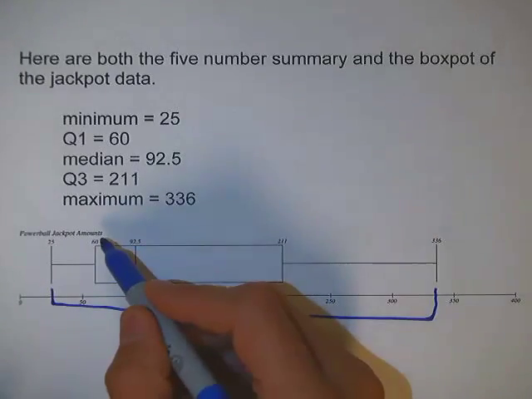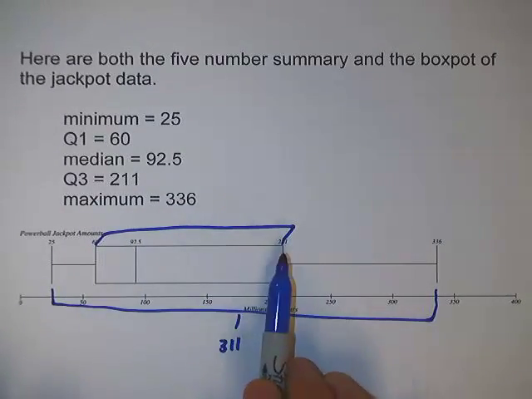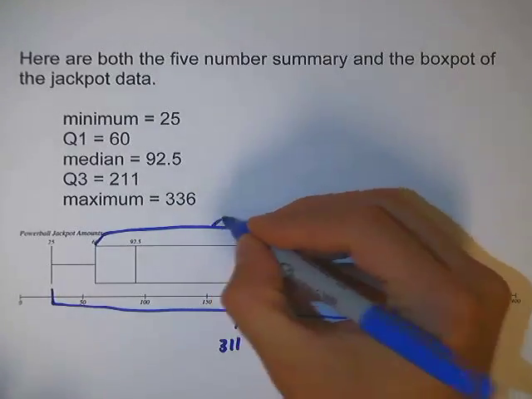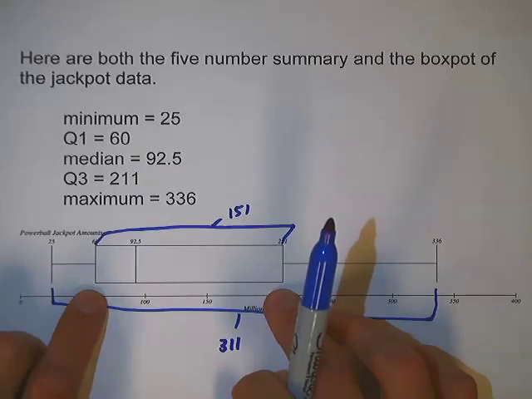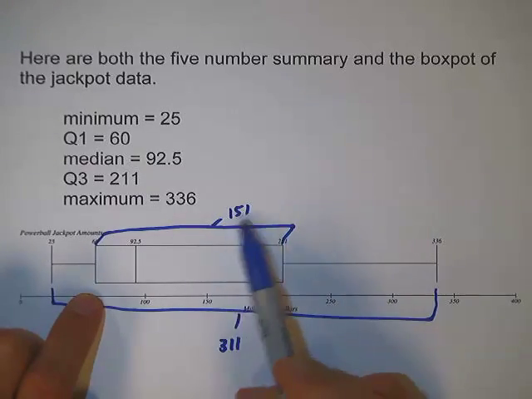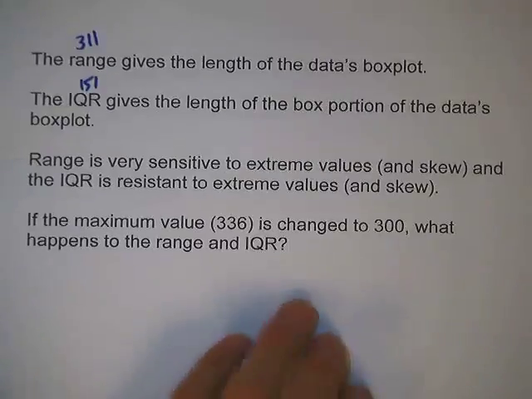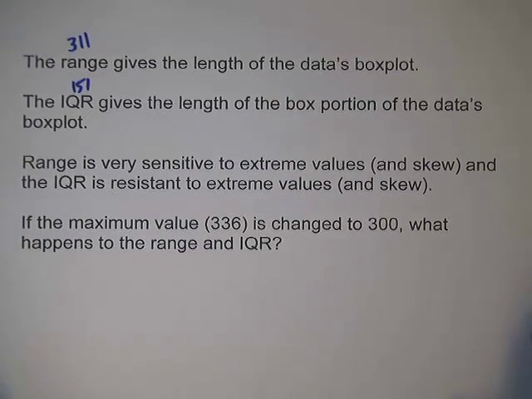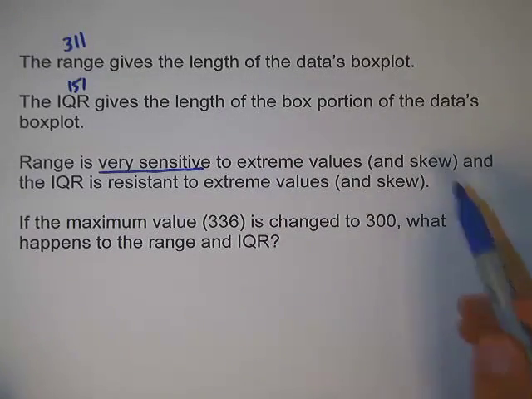Okay. The other calculation we made was the IQR. The IQR measures the length of the box, just that middle 50%. And that value again was 151. So that means that 50% of our values span $151 million. Okay, so both of those are ways of measuring how spread out the data is. Now, a couple things about the range and the IQR: the range is very sensitive to extreme values as well as skew.